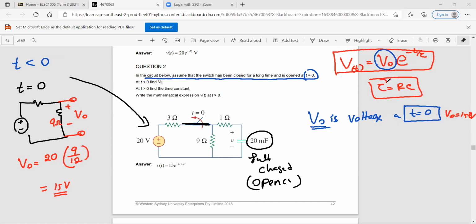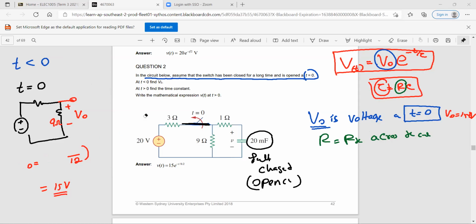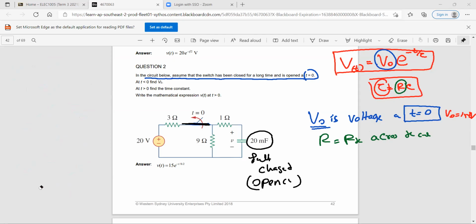Now we need to find the tau. Tau is RC. This R is the RTH across the capacitor. So what do we mean by RTH, guys? How did we find the RTH from your week 5? How did we define the Thevenin resistance? Can you remember? We switched off all the independent sources and we found the equivalent resistance across the open circuit, isn't it?